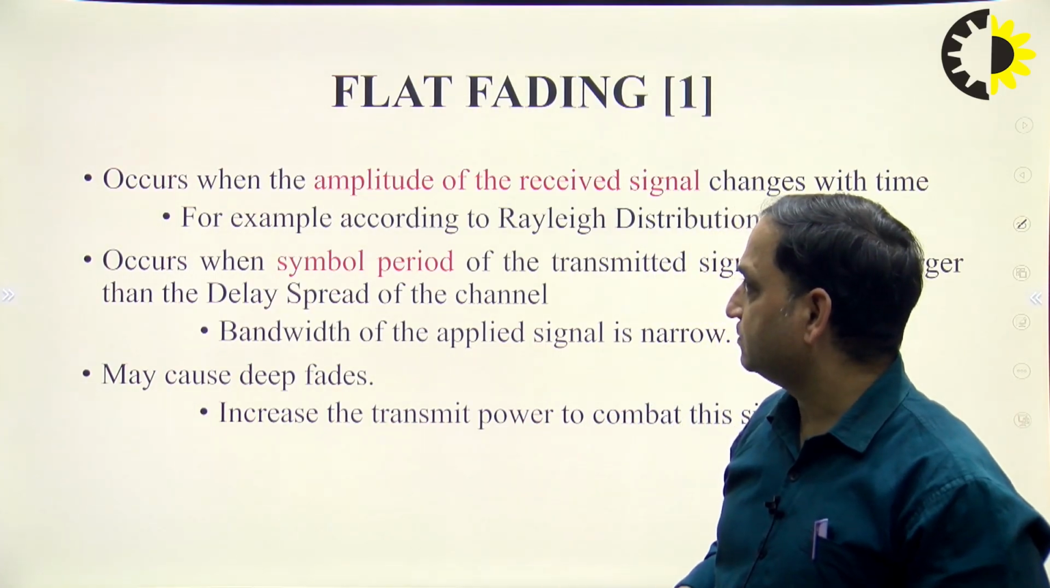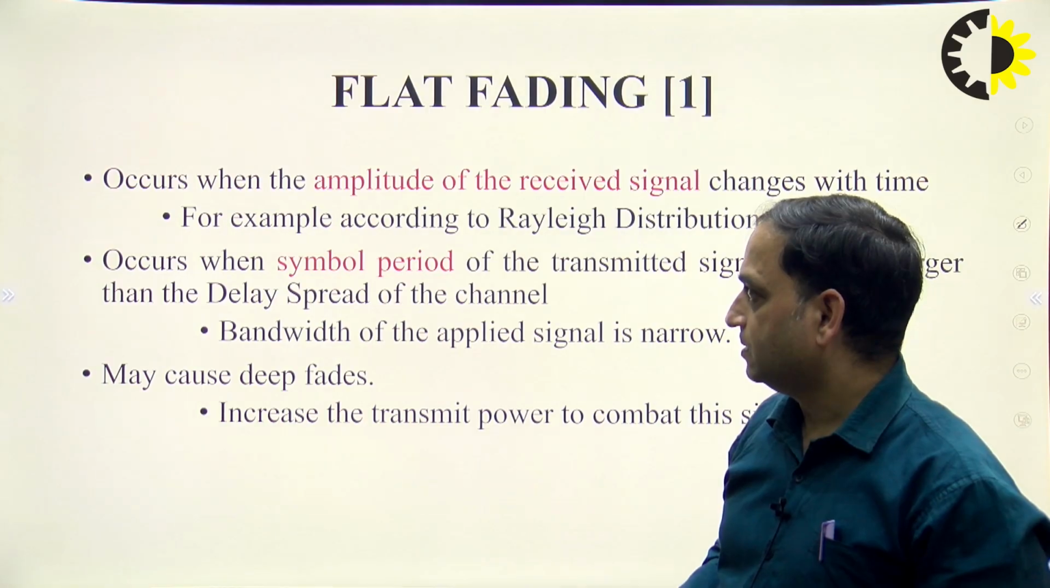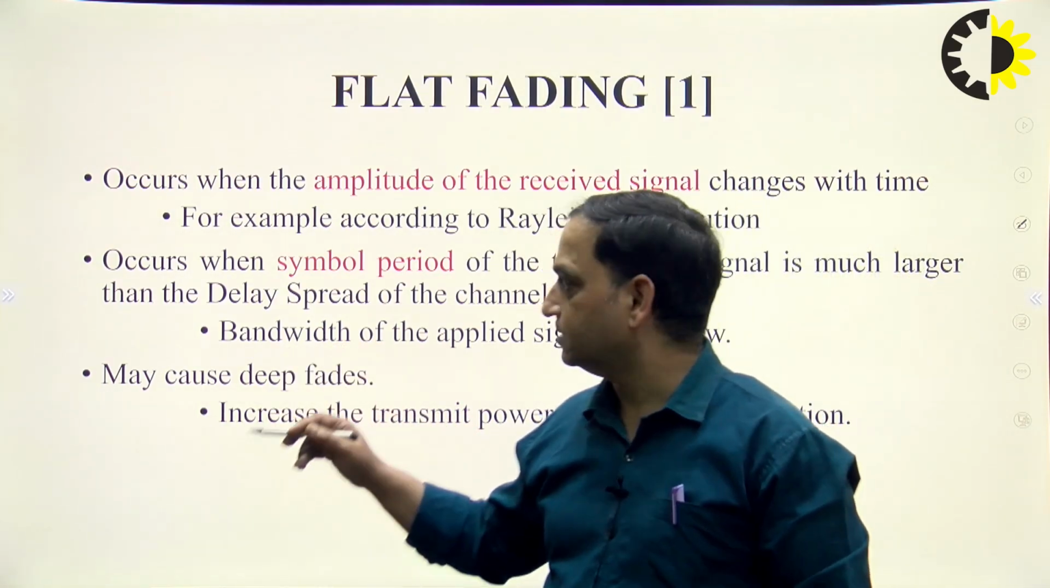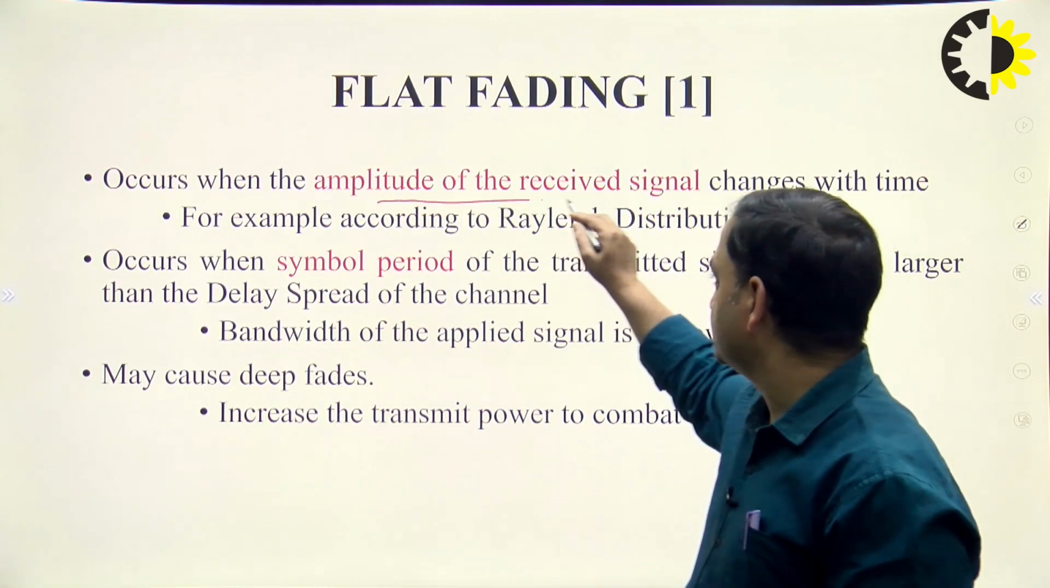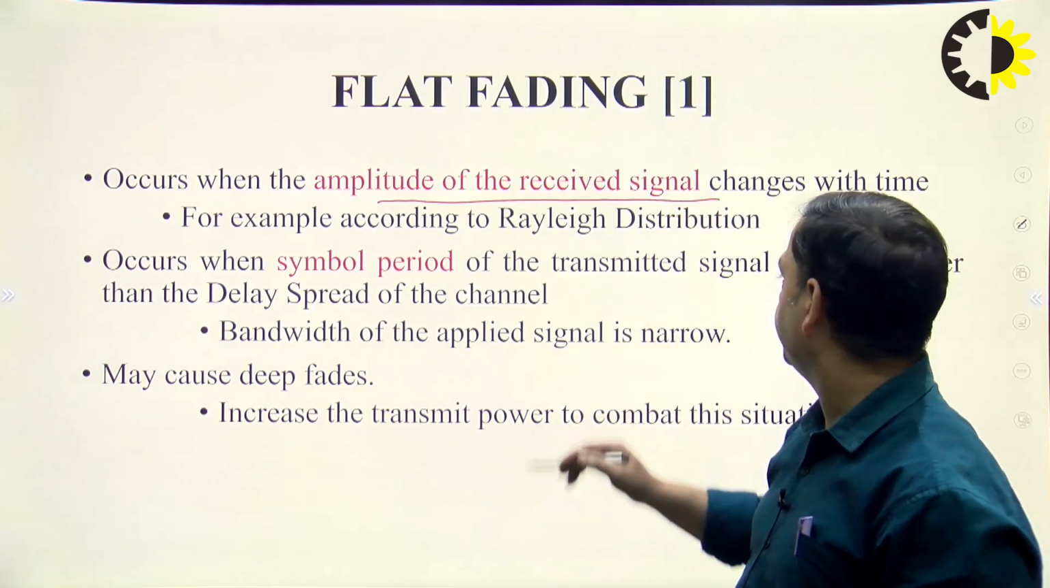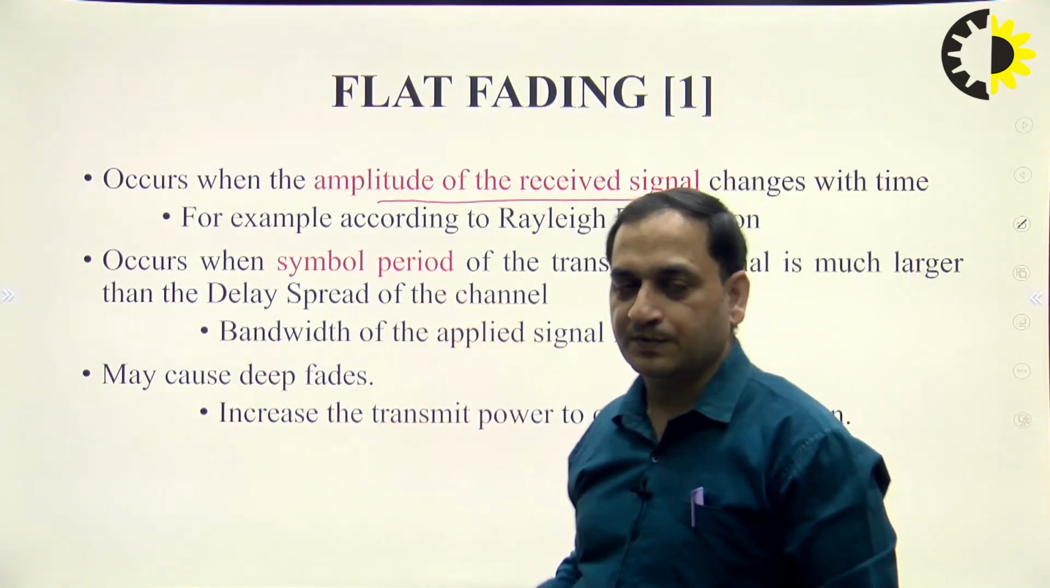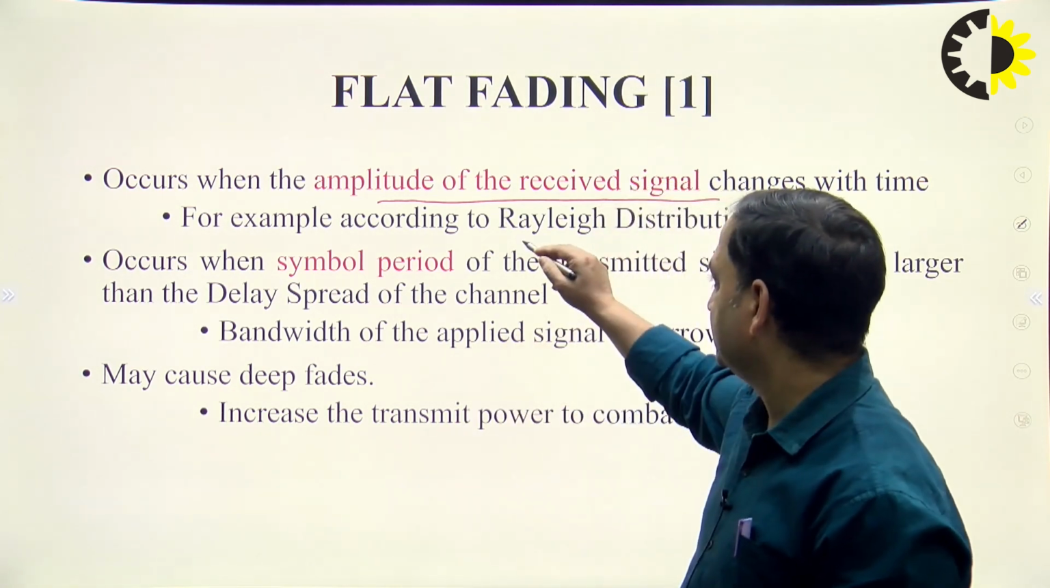So what happens in the flat fading case? Flat fading occurs when the amplitude of the received signal changes with time. The example for flat fading is the Rayleigh distribution.